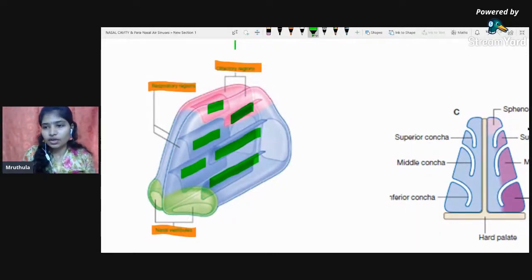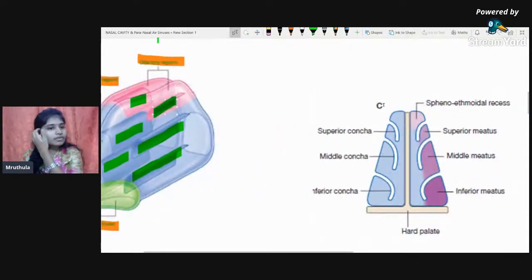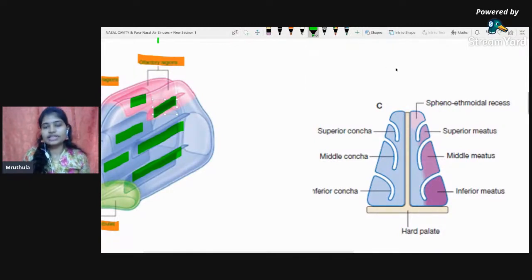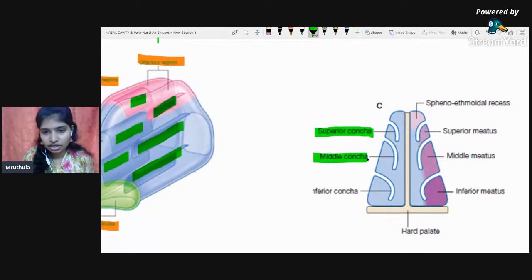What is the meaning of concha? Concha means shell, okay. So now you can appreciate this well in the diagram. This is a coronal section of the nose or the nasal cavity, right. So here is the superior concha, here is the middle concha, and down here is the inferior concha. I mentioned there are three pairs. So these are the three pairs, superior, middle, and the inferior concha.